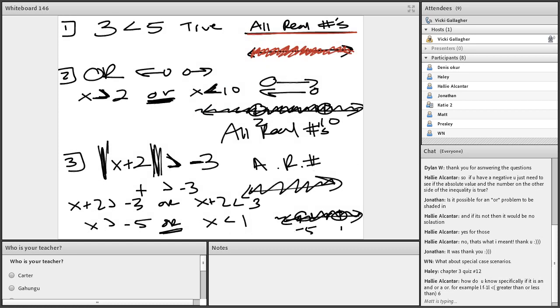And then for the all real numbers, for a single inequality, you would get a true statement. So 3 is smaller than 5, that's true. Then you would write all real numbers. For a compound inequality, if you get an or that graphs like an and, where the shading is going together, that's an all real numbers. And on absolute values, if it says an absolute value is bigger than a negative, that's an all real numbers.